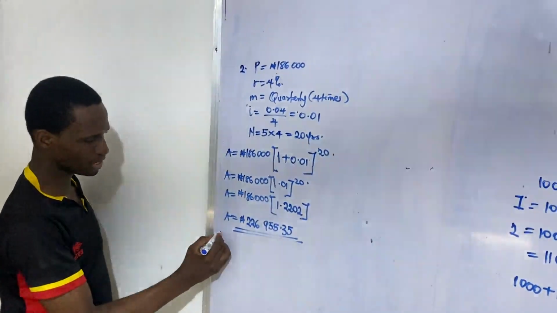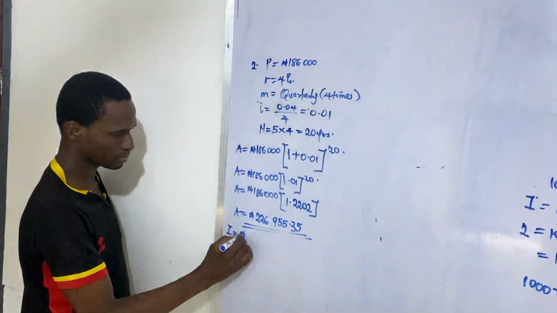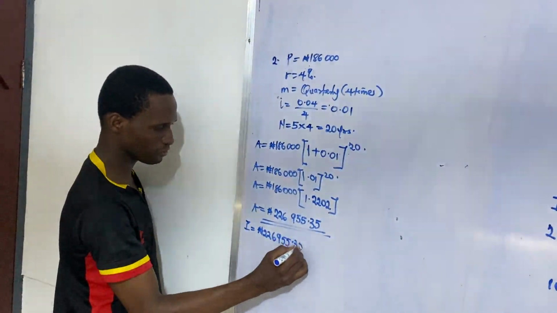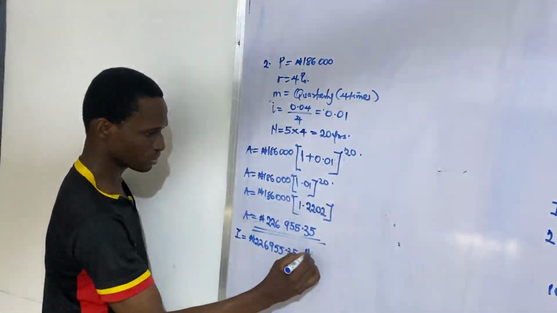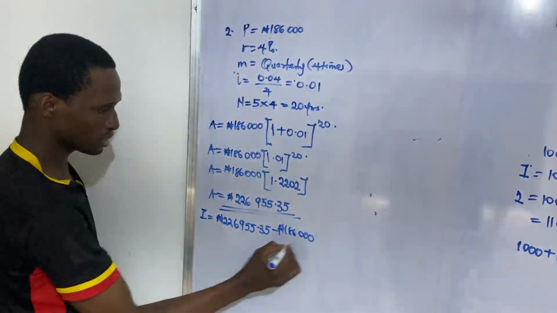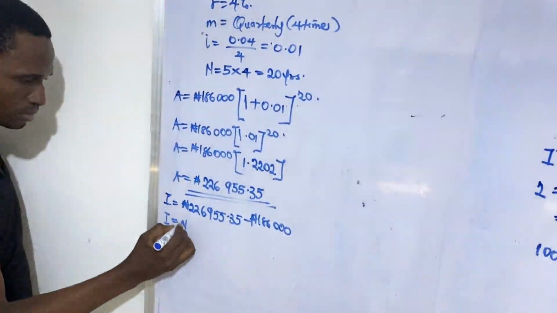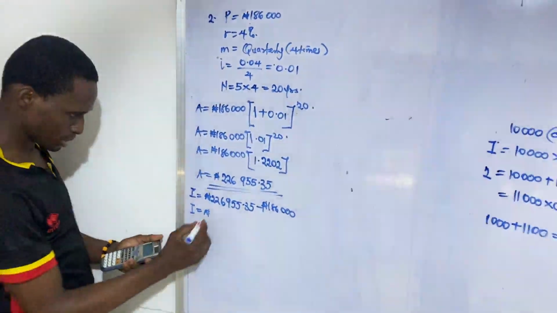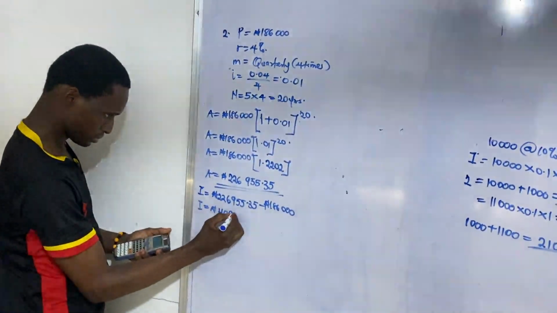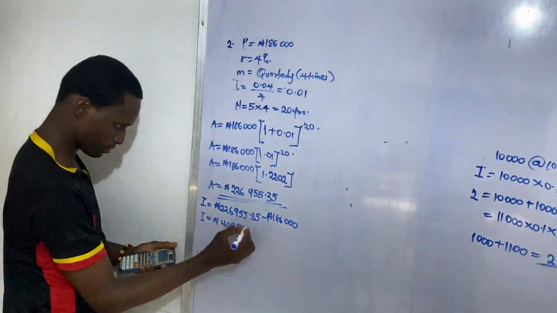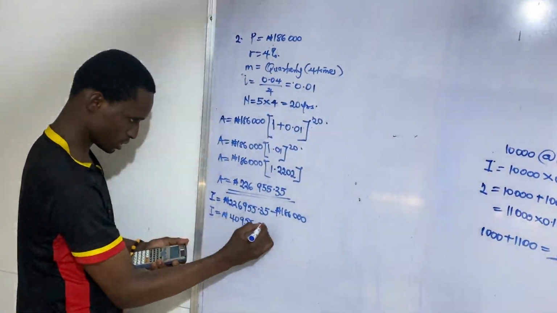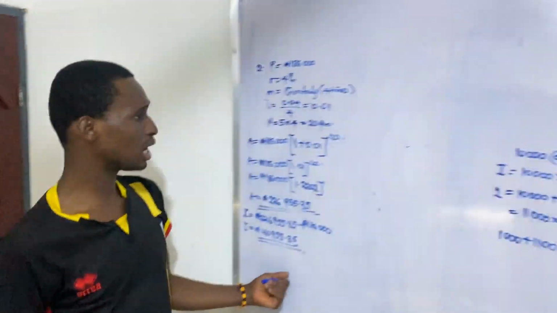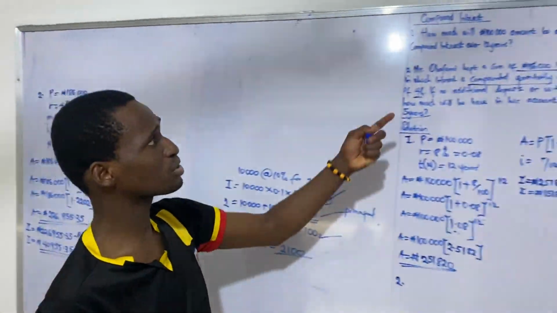So what will be the interest? 226,955.35 minus 186,000, that will be 40,955.85.